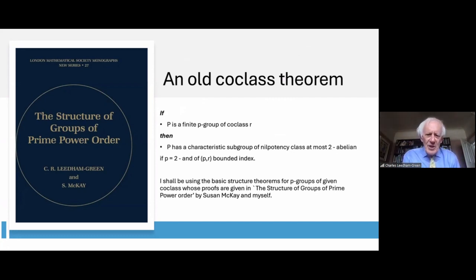I shall be using basic structure theorems for p-groups of finite co-class. You can't say anything very interesting about groups of bounded co-class without proving really quite tricky theorems. But the basic stuff is now quite old and is covered in this book that Susan Mackay and I wrote, and I shall just use these theorems as I need them.